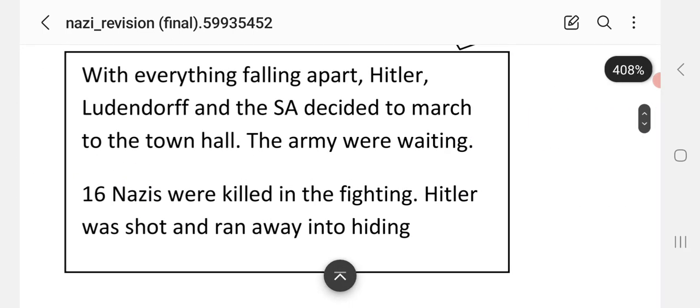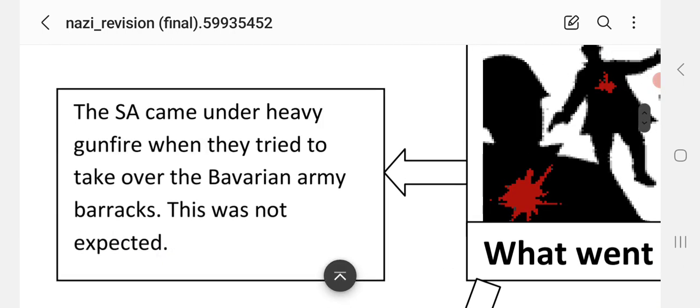With everything falling apart, Hitler, Ludendorff, and the SA decided to march to the town hall. The army was waiting. 16 Nazis were killed in the fighting. Hitler was shot and ran away into hiding. The SA came under heavy gunfire when they tried to take over the Bavarian army barracks. This was not expected.